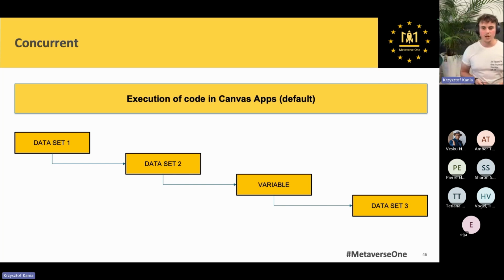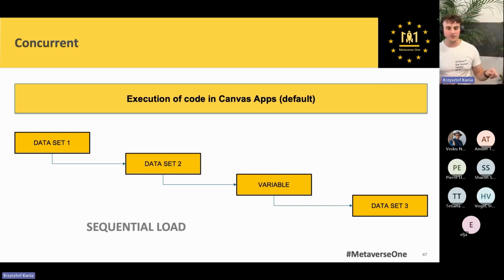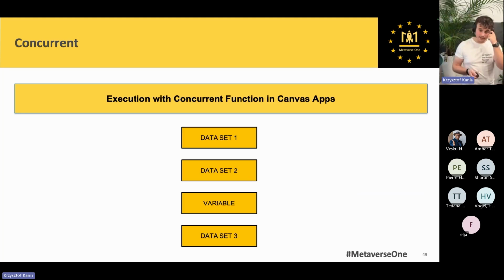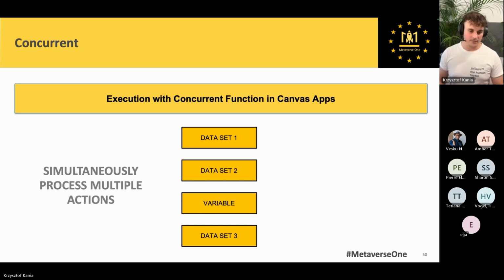So we can go from the sequential load, one after another, by utilizing this concurrent functionality. It will look like this. It will actually call those data sets at the same time. So is it better? It is, but we have to be careful with that also, because we can process multiple actions at the same time, but we cannot work on the same data source, the same variable or the same collection within the same concurrent.